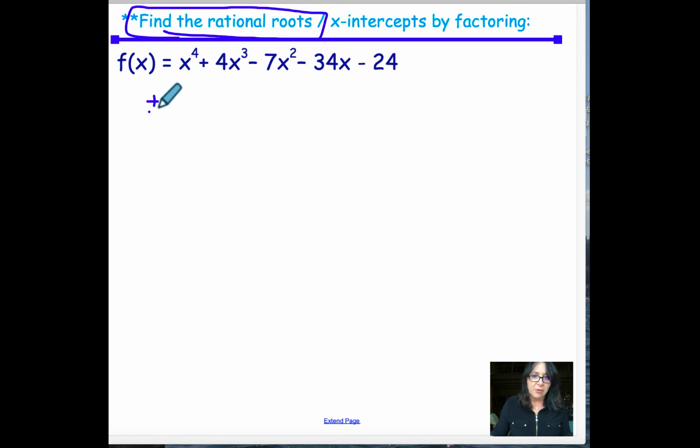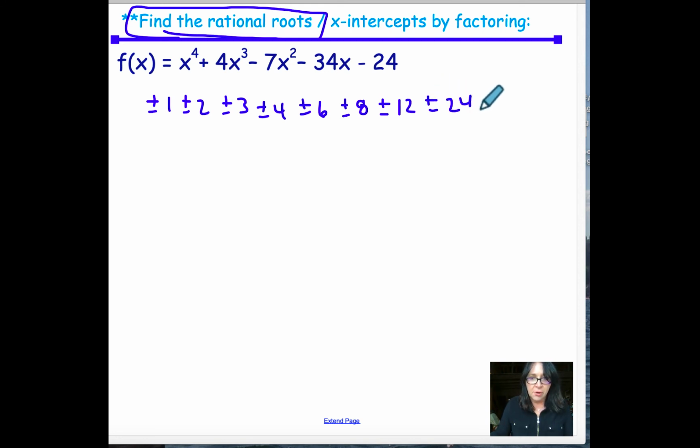So it's just going to be plus or minus 1, plus or minus 2, plus or minus 3. Any number that goes into 24 is a possible rational root. So plus or minus 4, plus or minus 6, plus or minus 8, 9, 10, 11, 12. That's it. And 24, actually, don't forget that number. So to find by factoring, these are all my values that I could try.